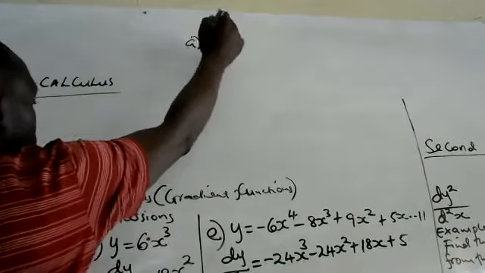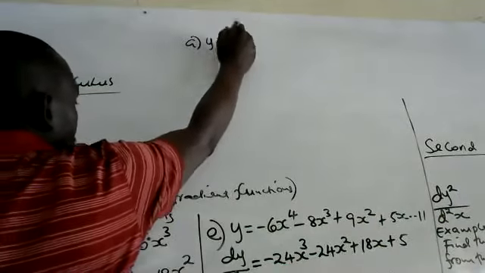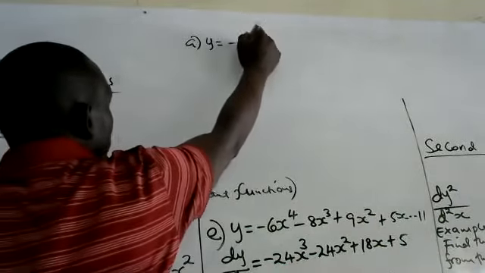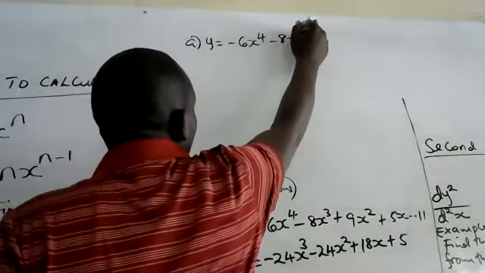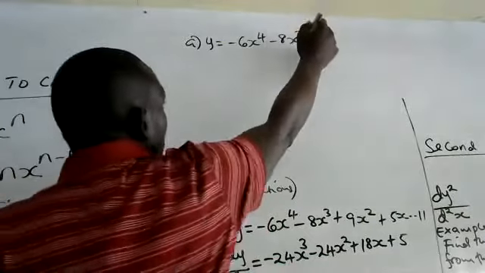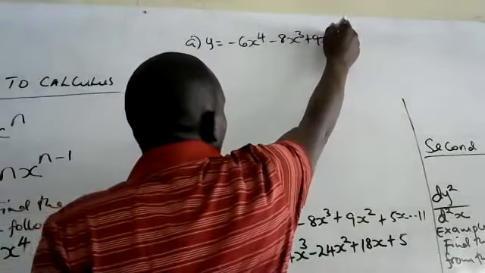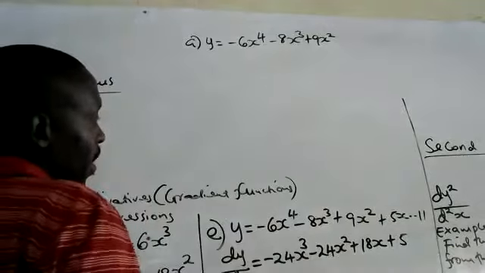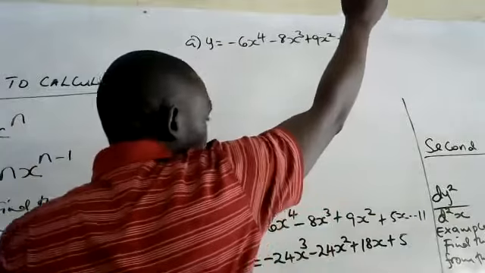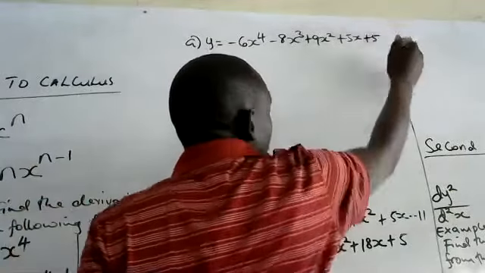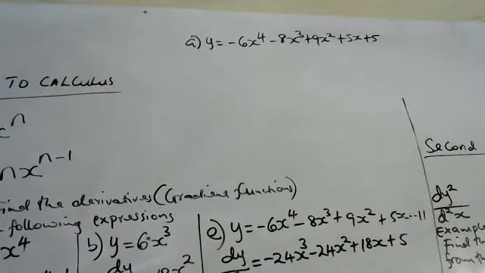we just write, we have got y is equal to negative 6x power 4 minus 8x power 3 plus 9x squared plus 5x plus 5. That is the equation or the function, and you are told from it we determine its second derivative.